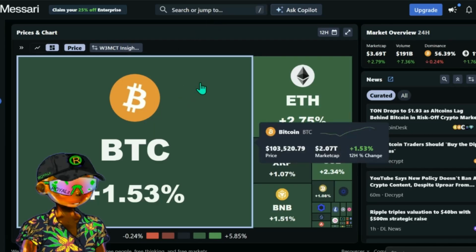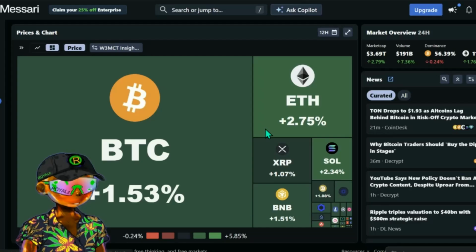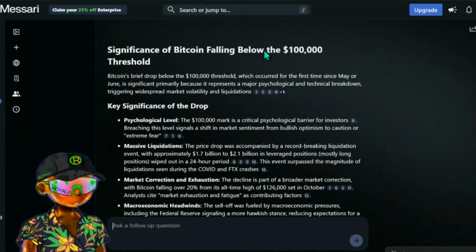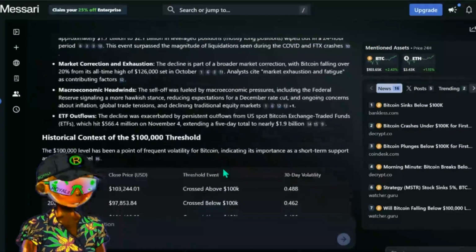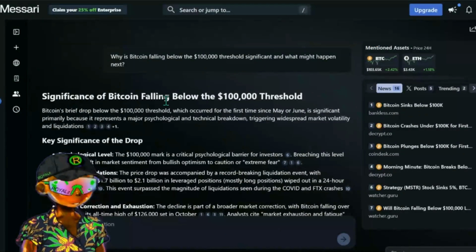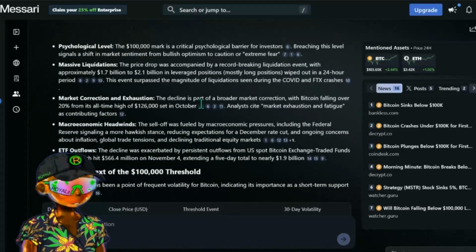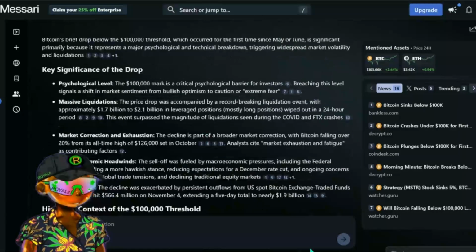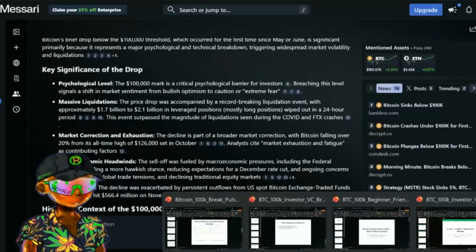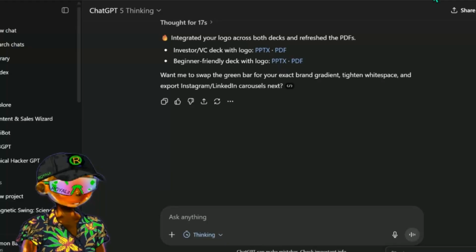And so let's just dive into some of these PowerPoints that I just put together for everybody, because I could show you this, which is just like the Copilot. Thank you to Masari, but it's going to give you, right? This is a lot. Okay. And we're not going to read all of this, but basically this is the significance of Bitcoin falling below the 100,000 threshold, some key significance of the drop. So we'll go over this a little bit, but I did take a lot of this and summarize it into an easier digestible PowerPoint presentation. So let's go ahead and pull that up as well.